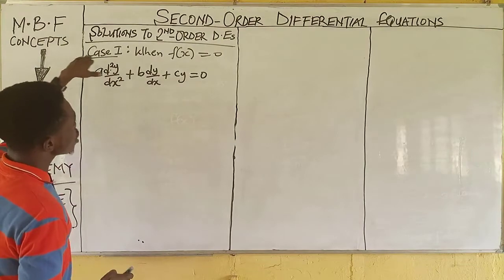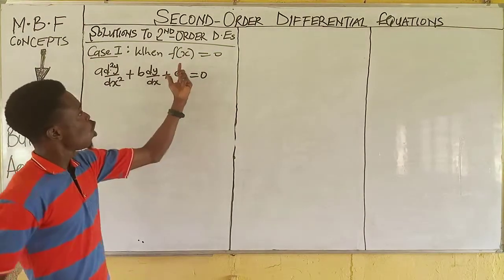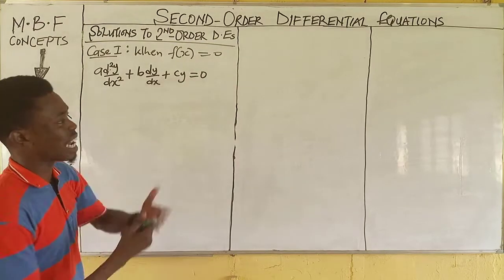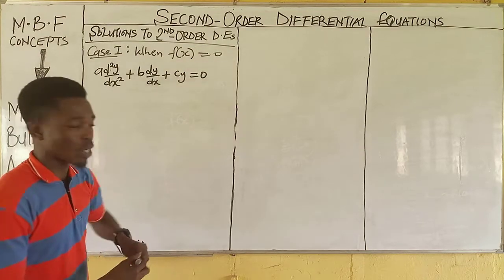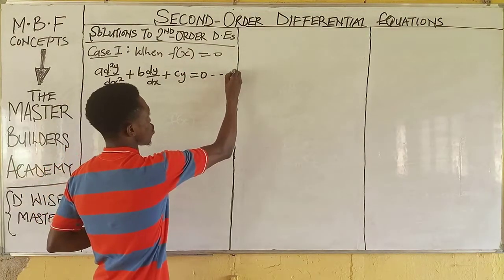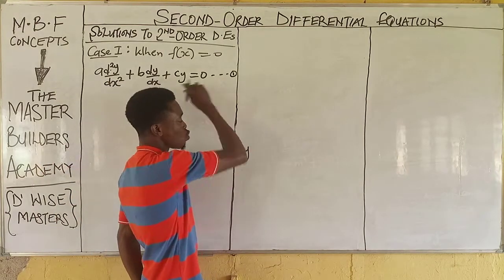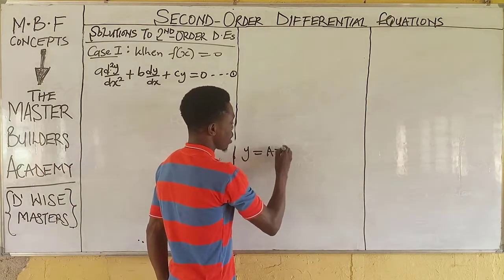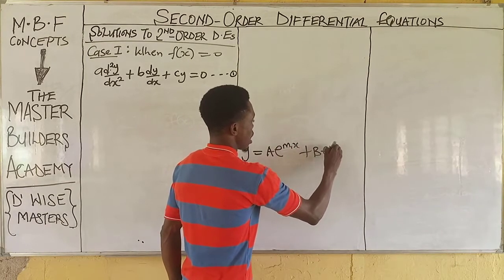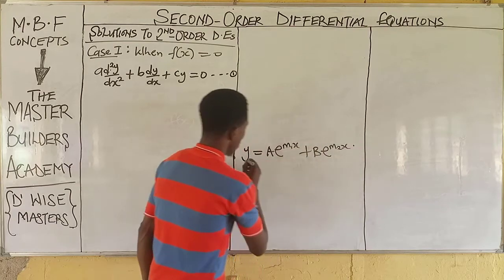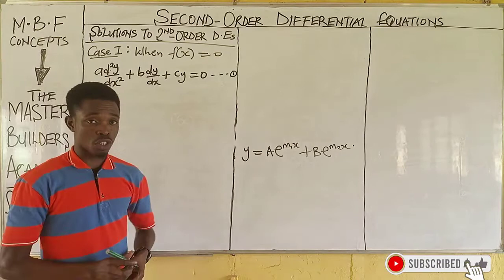In providing solutions to second order differential equation, there are two cases. We want to quickly look at case 1, when f of x is equal to 0. We said that f of x is always at the right hand side, so we just replace f of x with 0. This is equation 1. What we are trying to deduce is that earlier on we said the solution to this equation is given as a m1 of x plus b m2 of x. We want to deduce this solution from this given equation.